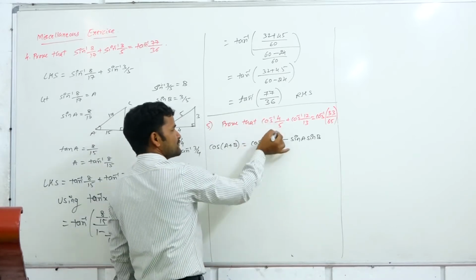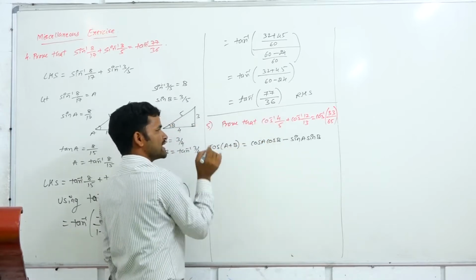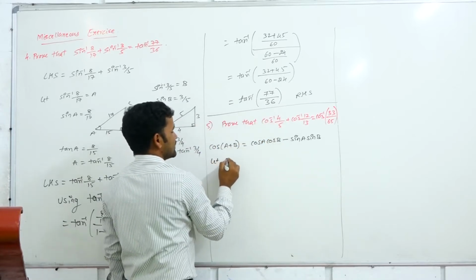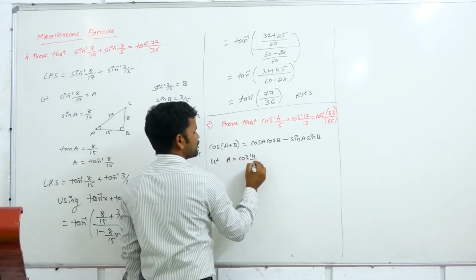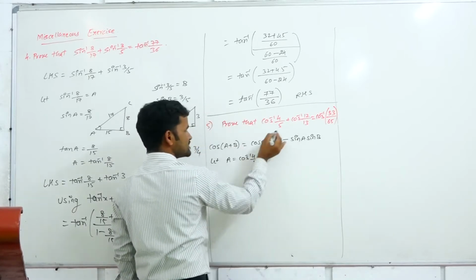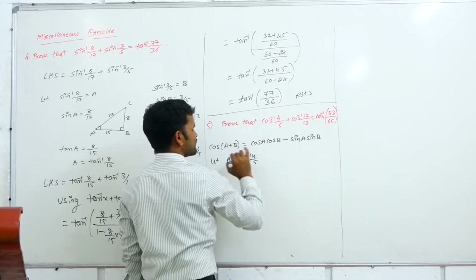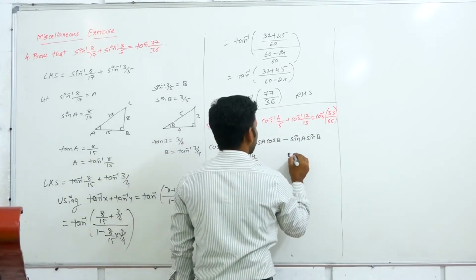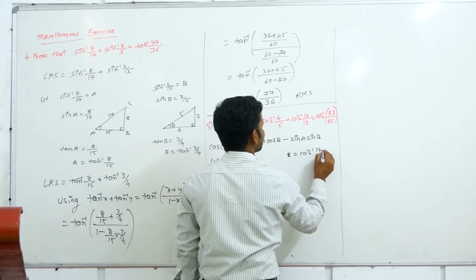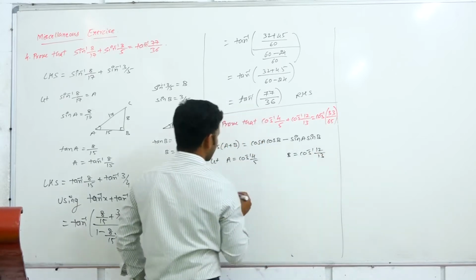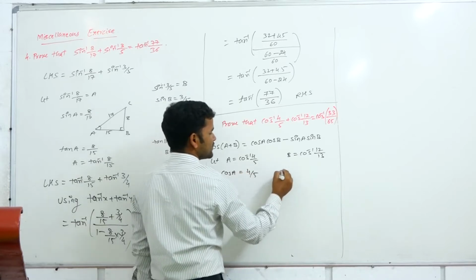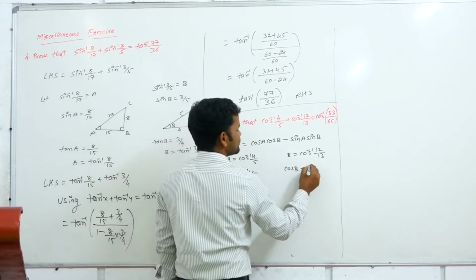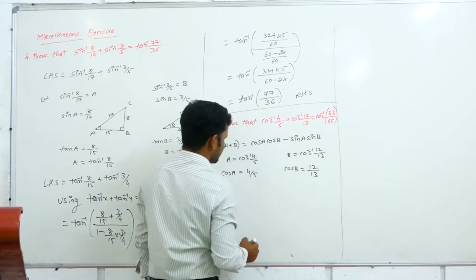Here, this cos inverse of 4 by 5, I will substitute as a. Let a is equal to cos inverse of 4 by 5. And this b is equal to, I will substitute cos inverse of 12 by 13. b is equal to cos inverse of 12 by 13. This is nothing but cos a is equal to 4 by 5. Cos b is equal to 12 by 13.